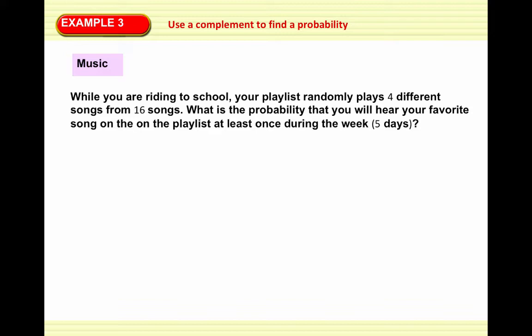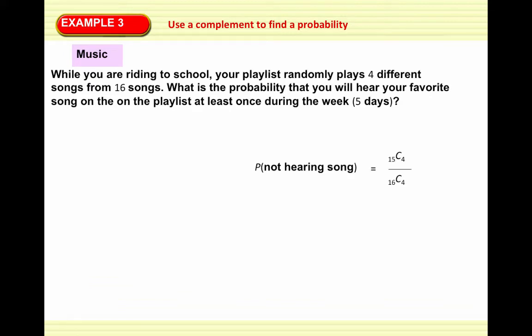Let's look at using a complement along with what we've learned in a situation where we have music. While you are riding to school, your playlist randomly plays 4 different songs from 16 songs. What is the probability that you will hear your favorite song on the playlist at least once during the week? Well, the probability of hearing your song is going to be 1 minus the probability of not hearing your song to the fifth power.